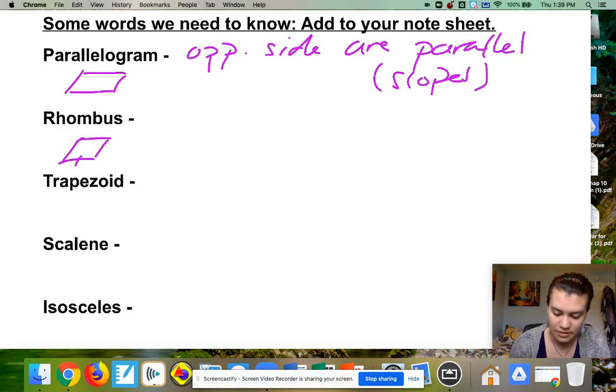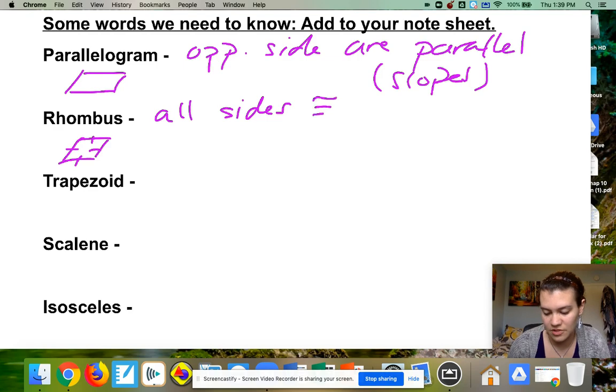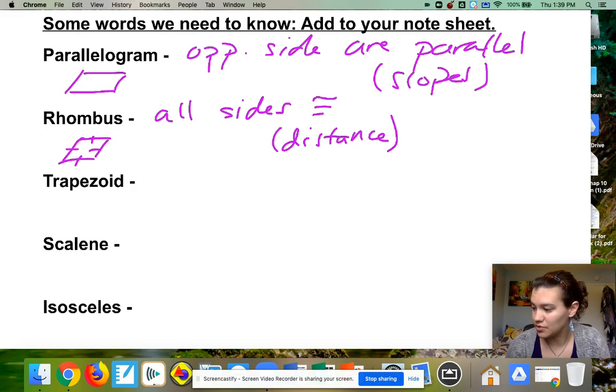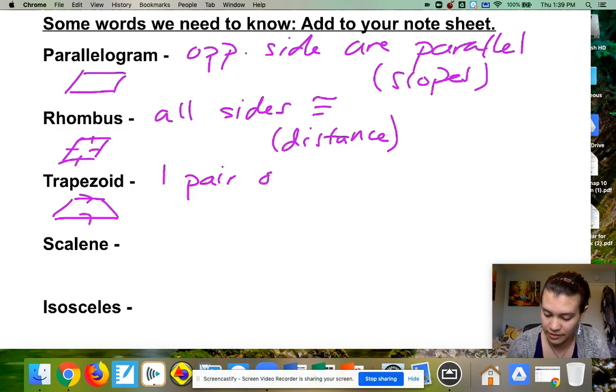Rhombus, you need to prove all sides congruent. So this one you would use distance. A trapezoid has only one pair of parallel sides. So one pair of parallel sides. So you're using slope.